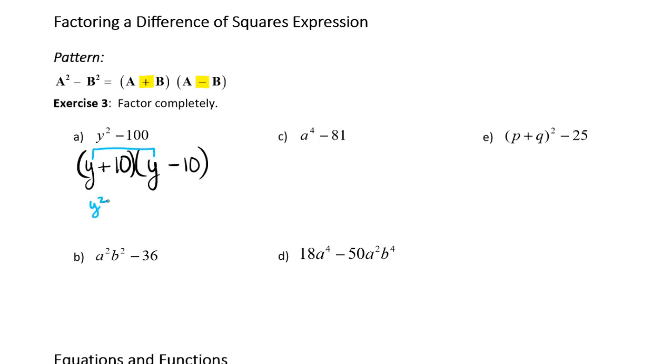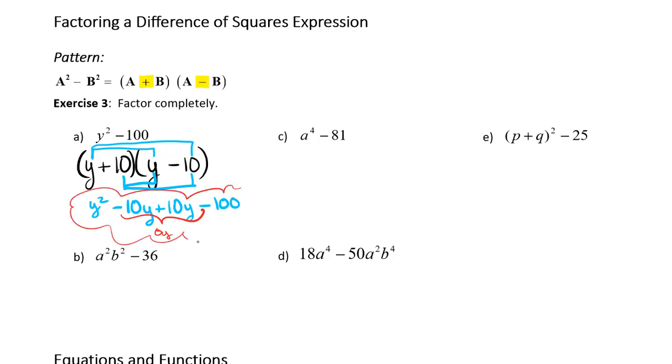First will be y squared. Outer will be minus 10y. Inner will be plus 10y. And last will be minus 100. Notice that when I combine my middle terms, those go to 0. You could also say 0y if you're curious. So that would be y squared minus 100, which is what I came out with. This is just a check to see if what I did worked. And it did. Yay. Moving on.